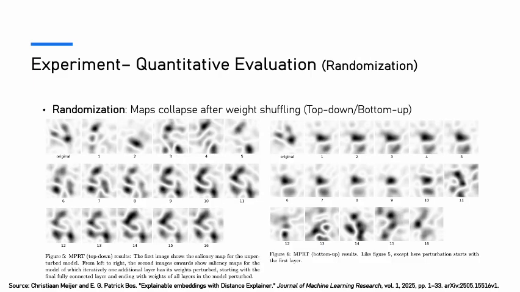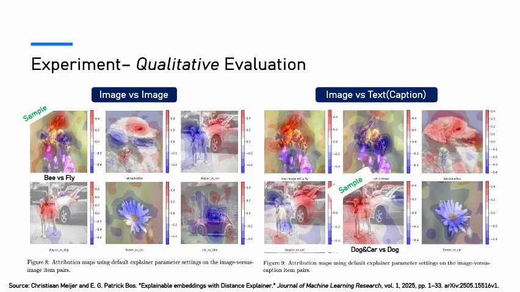This slide shows the randomization test as model weights are shuffled, either top down or bottom up. The attribution maps collapse quickly. This confirms that the explanations depend on the trained model parameters, not random artifacts.